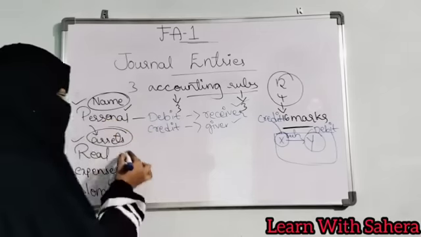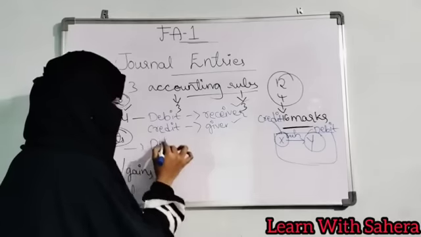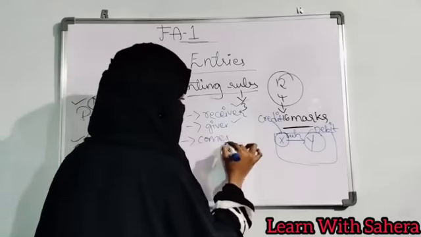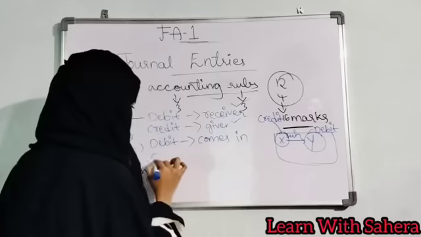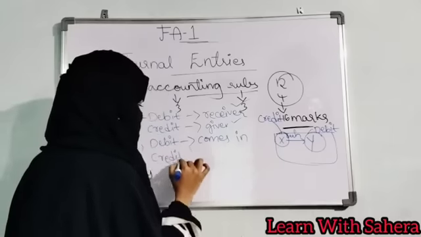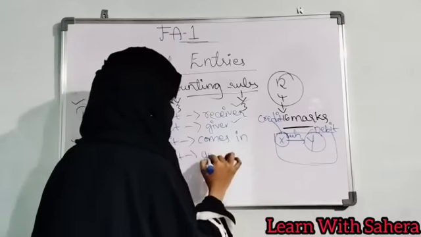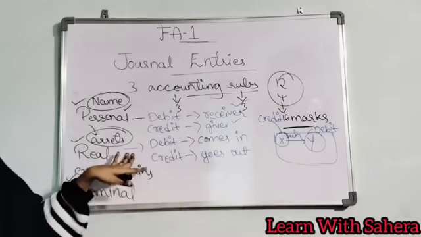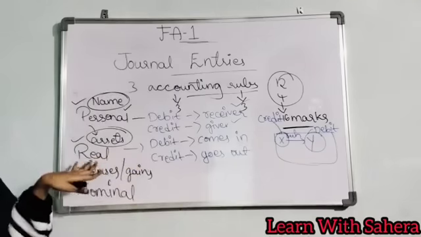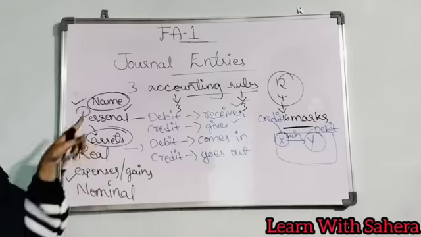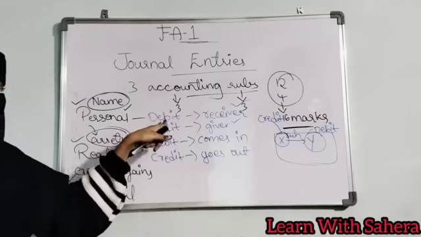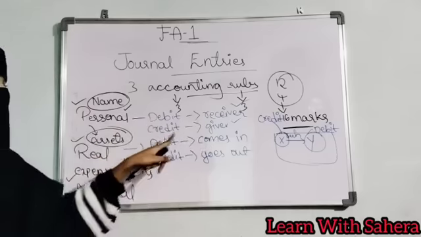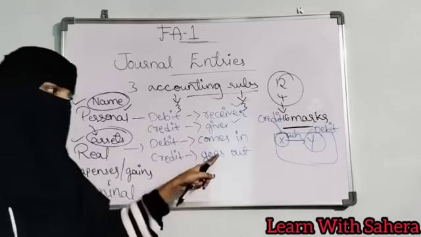Now let us go with the real account. Debit, what comes in. Credit, what goes out. This is the second rule, for the second account, real account, children. For personal, we went with debit the receiver, credit the giver. Here for real, debit what comes in, credit what goes out.